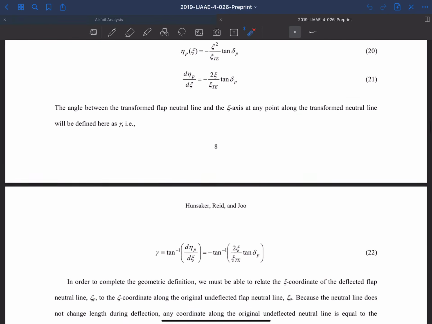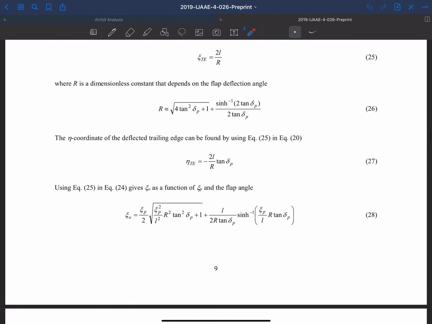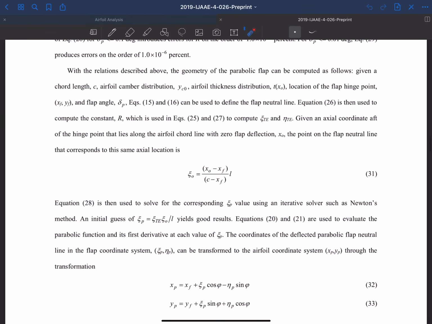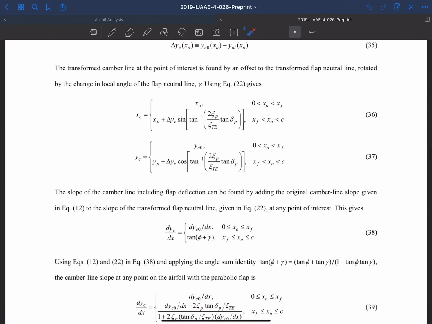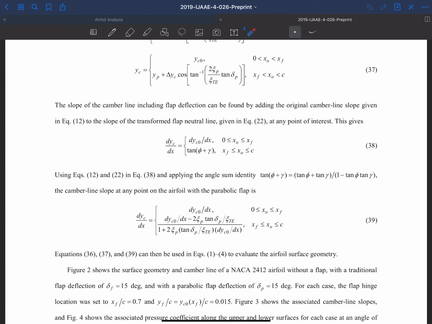So I'm going to skip over a lot of this math. You can work back through it, and we explain each of the steps, so hopefully it's pretty straightforward to follow. And we'll jump down here to this equation for the final camber line with the parabolic flap. Basically, the slope of the final camber line is the slope of the original camber line as long as we're in front of x sub f, which is the location of that flap hinge point. And then this is the slope of the camber line behind that hinge point. So this is basically the parabolic flap here.